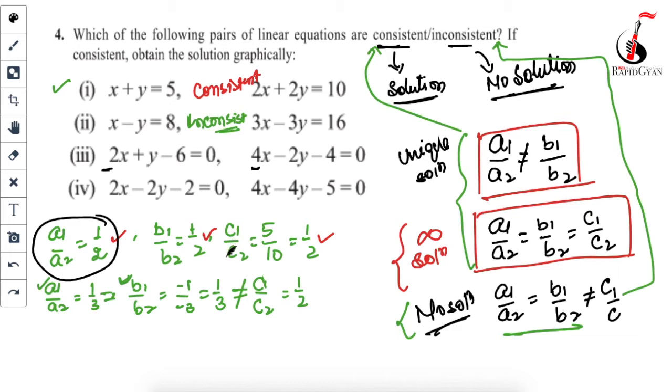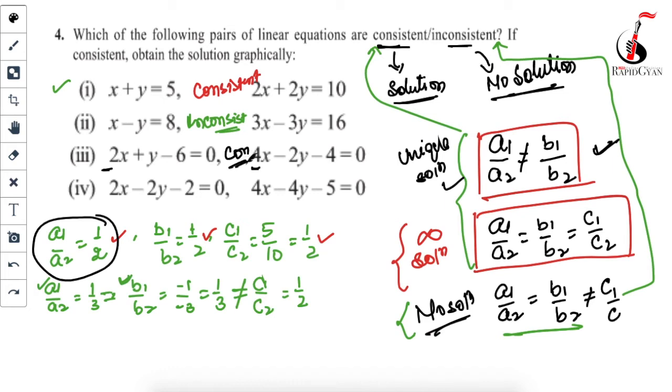Fine. And what will be the value of b1 upon b2? b1 upon b2 is 1 upon minus 2. So a1 upon a2 is 1 by 2, but b1 upon b2 is 1 upon minus 2, which is the first case where a1 upon a2 is not equal to b1 upon b2, correct? a1 upon a2 is not equal to b1 upon b2. So what will happen in this case? This is the case of unique solution, means this is also your consistent.